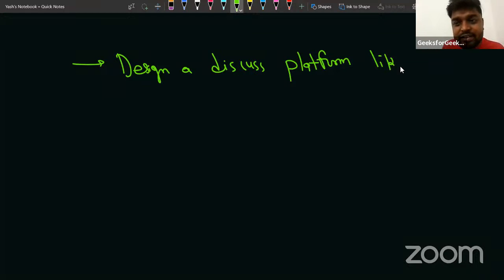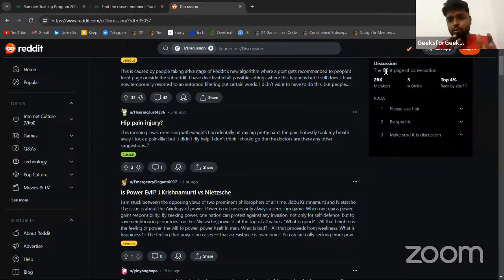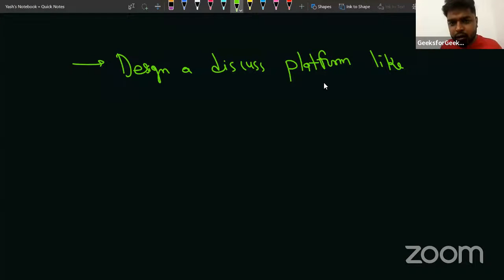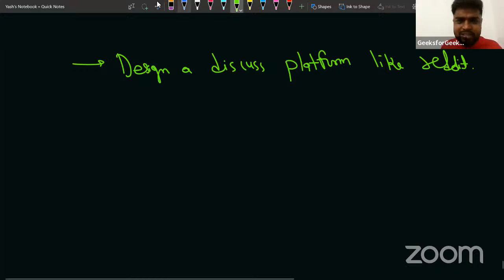These are real world scenarios. They're not going to ask you to do end to end coding, but yes, they are going to ask how your classes are going to look, how other things are going to look. So that's why these things are important. Design a discuss platform like Reddit. This kind of question can be asked.